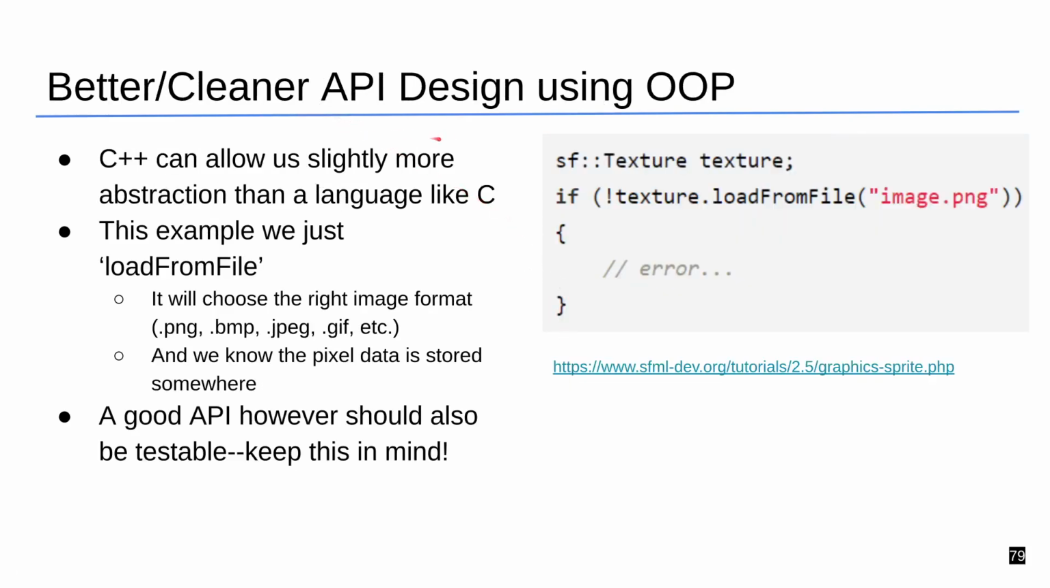But we can do better and have cleaner APIs. Object-oriented programming can often help us with that. C++ helps us with some of this abstraction. There's a reason sometimes to use one or the other when it comes to performance, but I like this texture, load from file, and here is how it works. It just chooses the right file. It's not load BMP, it's just load from file, and then it'll figure out from the arguments if it's a PNG, a BMP, etc. Okay. So good APIs have this sort of design. They're very explicit. You don't have to guess what the functions are doing, and you can also test them.